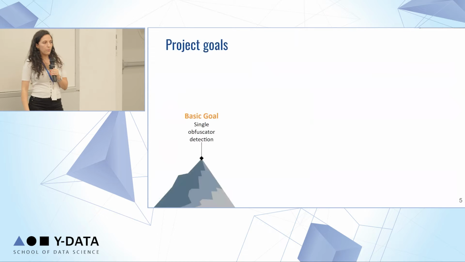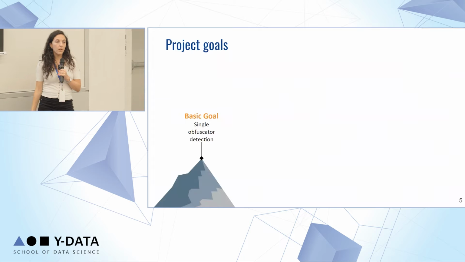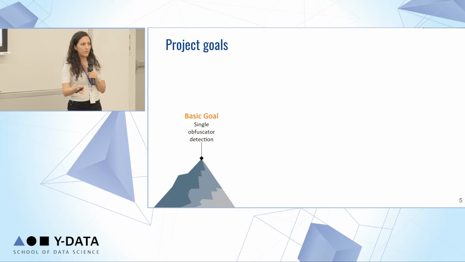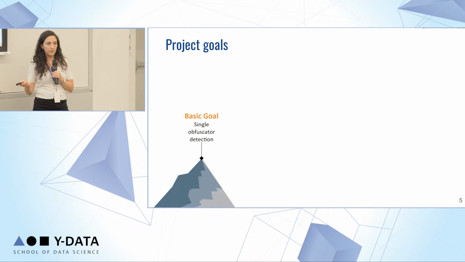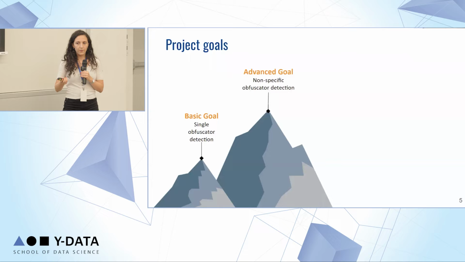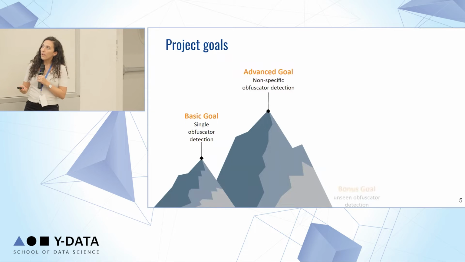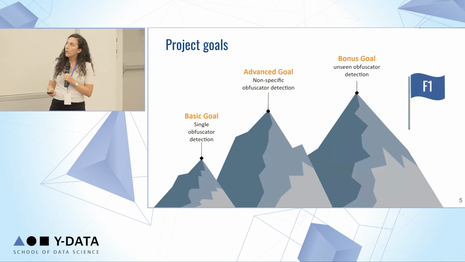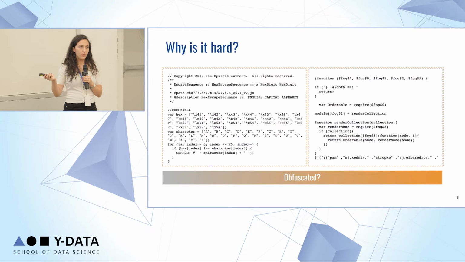So our goal for the project, as a basic goal, was very simple: to build a binary classification tool that detects obfuscated scripts from one specific obfuscation tool versus regular clear scripts. The advanced goal, which was much more challenging, was again a binary classifier that detects obfuscators regardless of the tool that they came from. And the bonus goal was to test our model on some completely new and unseen obfuscators that were not part of our initial training data at all. We measured our results with an F1 score.